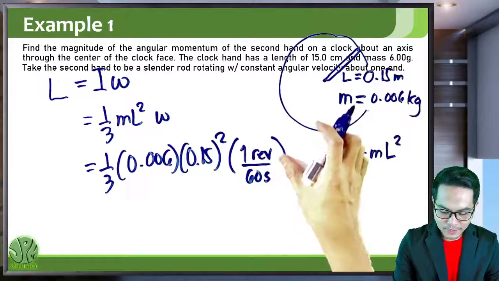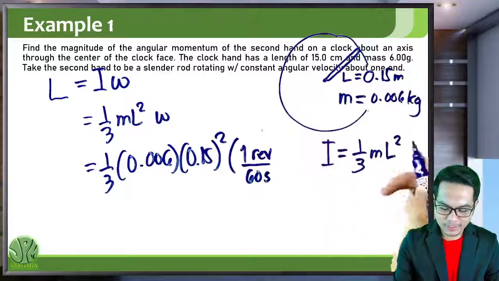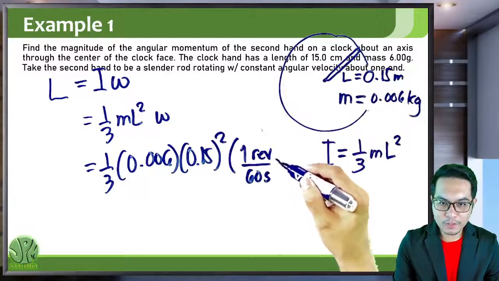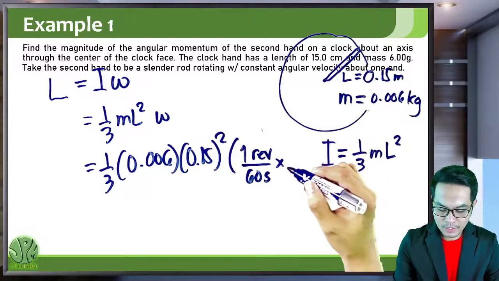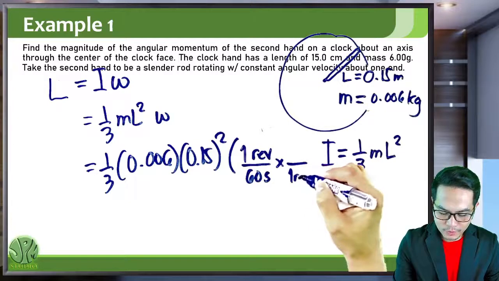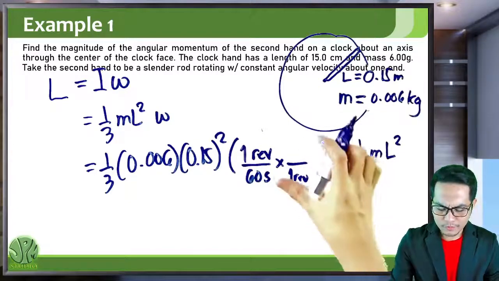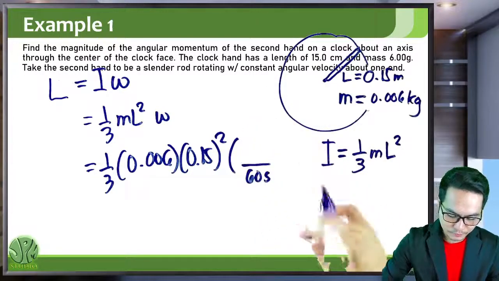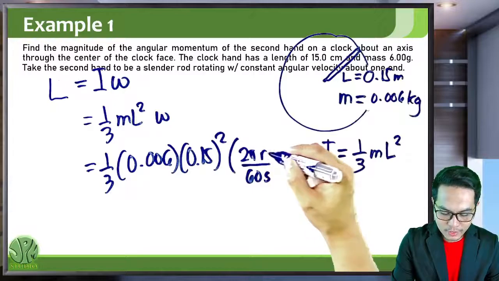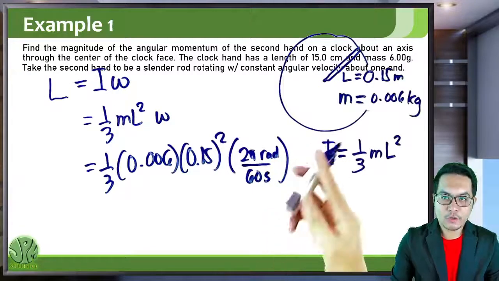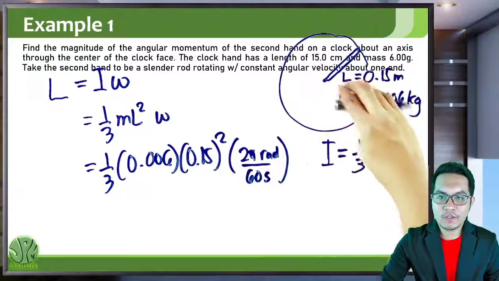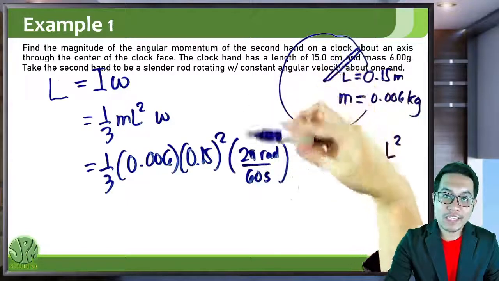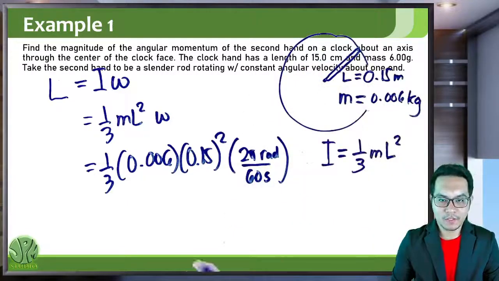You need to convert this into radians. 1 revolution is 2 pi radians. So you have 2 pi radians, that's 1 revolution, over 60 seconds or 1 minute. That's omega, the angular velocity of the second hand of the clock.